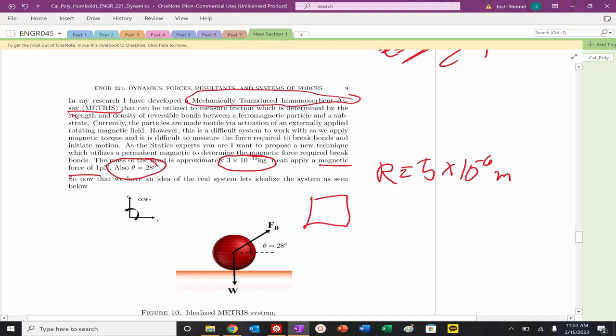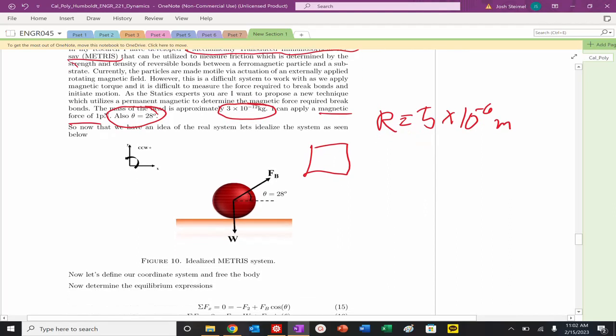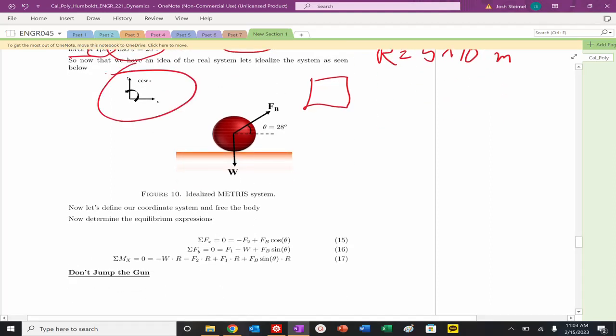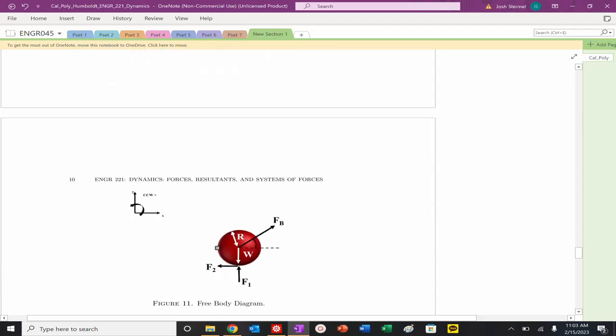So I've got my real system, and I've idealized it, and you see there's going to be, at the centroid, some weight of the particle, and this. That's it. So what I need to figure out is, when I apply this piconewton of force, what is the largest coefficient of friction that will keep us in static equilibrium? So what's the largest amount of friction required to keep that particle from moving? So we've got our system. Free the body. Coordinate system right here. So let's free our body.